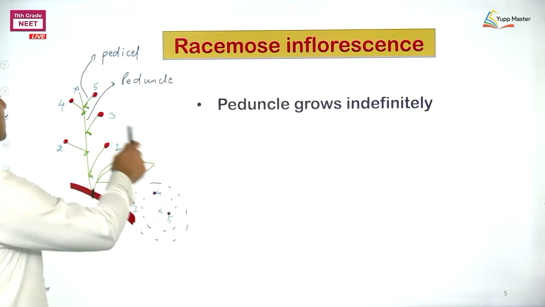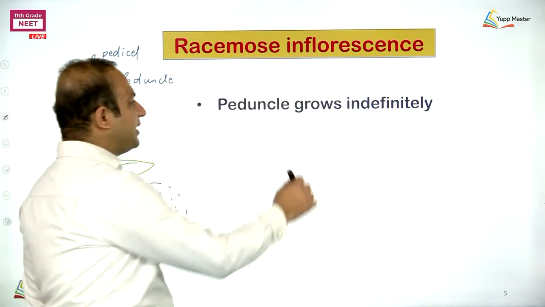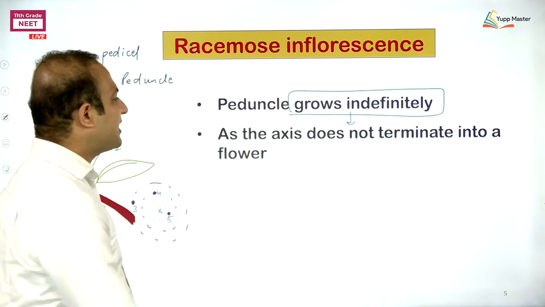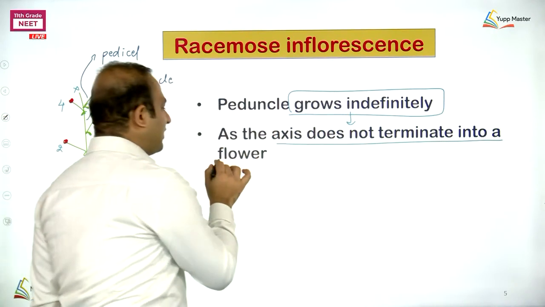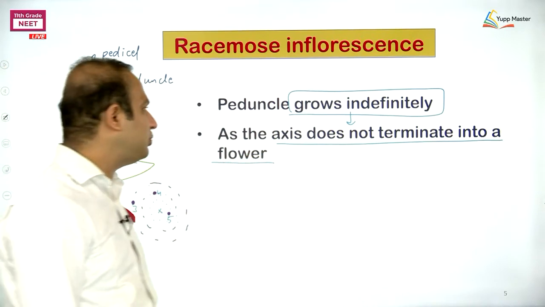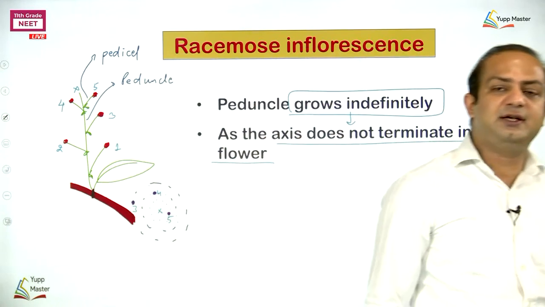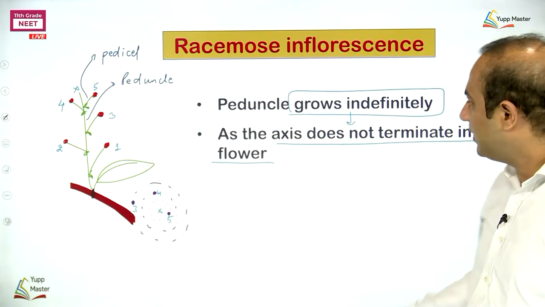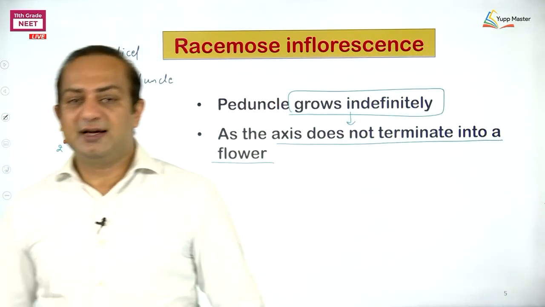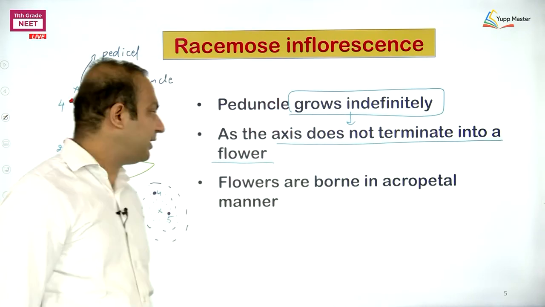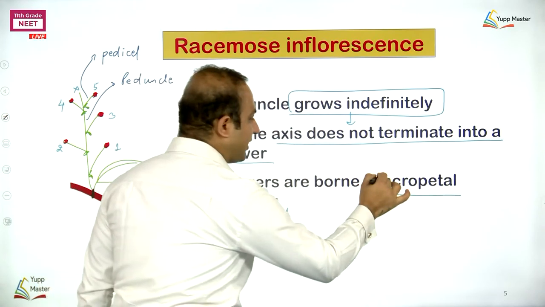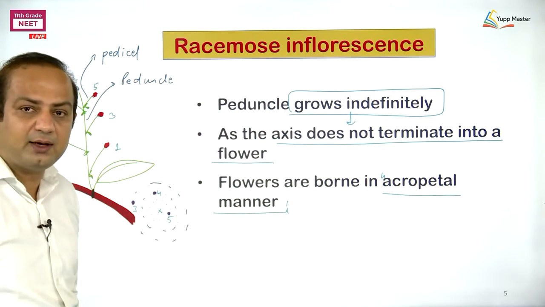So the peduncle grows indefinitely. Why so? The reason behind this is that the axis does not terminate into a flower. Because the axis is not terminating into a flower, that's why we consider it to be growing indefinitely. Okay, it is growing indefinitely. The other thing that we can mention is the third feature. The third feature is that the flowers are borne in acropetal manner. Just now we have discussed this.